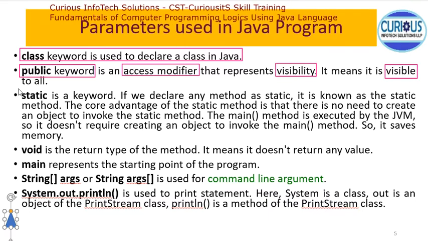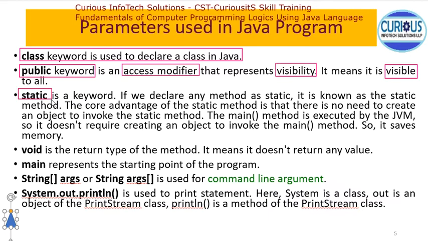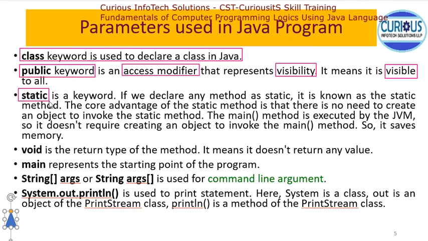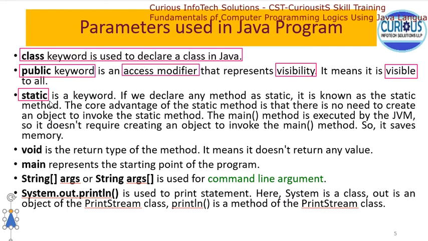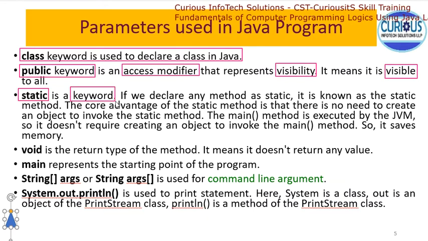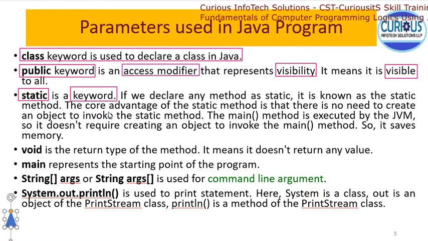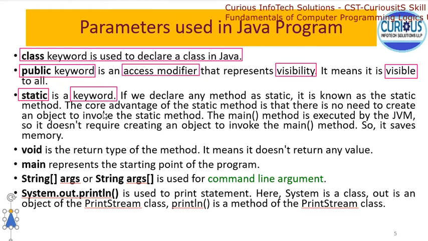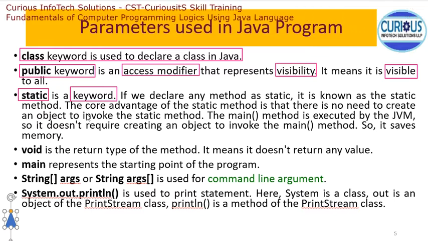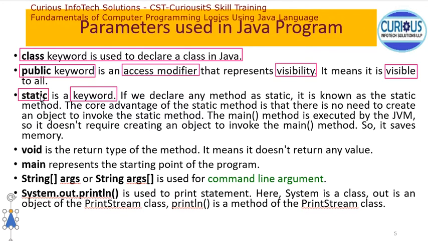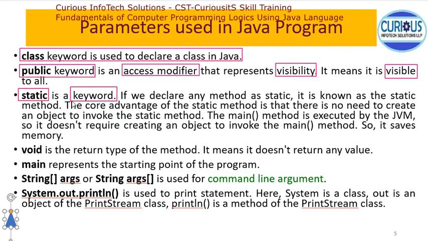Okay, now the question: what is the use of static? Why are we using static in a main function? So static is also a keyword. In C and C++, you are aware of these four important words. One is auto, second is register, third is static, and fourth is extern.